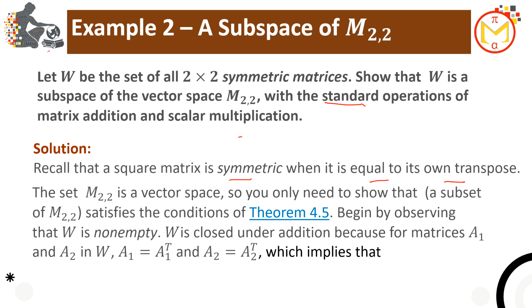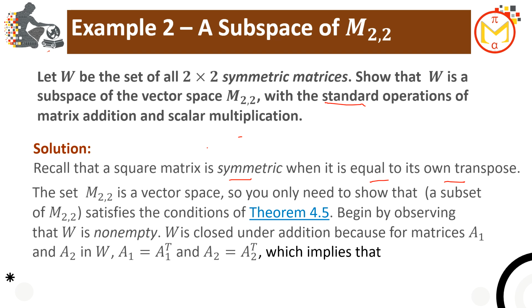The set M sub 2 by 2 is a vector space. So you only need to show that the subset W of M 2 by 2 satisfies the conditions in 4.5, which are the operations: addition and scalar multiplication must hold. All right, so begin by observing that W is non-empty.